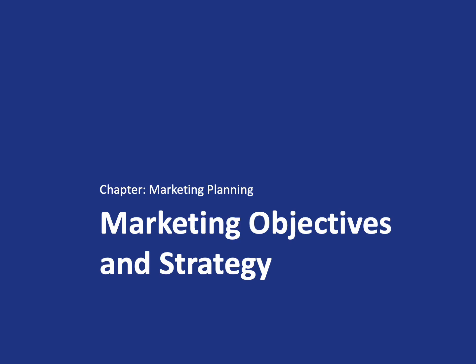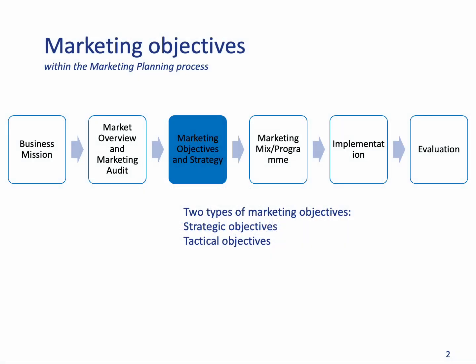Welcome to the video on marketing objectives and strategy, which is a part of marketing planning. Marketing objectives and marketing strategy is the third step in the overall marketing planning process. We will start this video with focusing on marketing objectives, and then we will continue looking at marketing strategy.